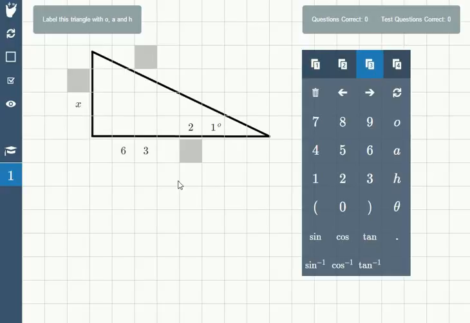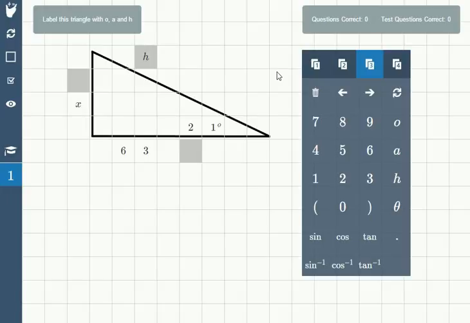So the first side we're going to label is the hypotenuse. The hypotenuse is always the longest side of a right angle triangle, and it is always opposite the right angle in that triangle. So we can see there's a right angle over here, and opposite that we find the hypotenuse, which is the longest side. So we'll drag an H into that answer box.